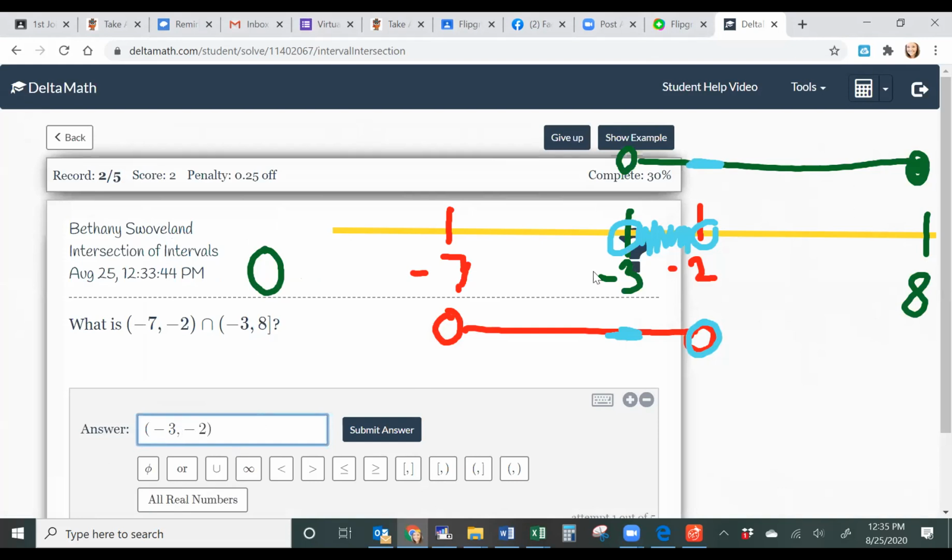Now what if they had no overlap? This button that I'm showing you, let me circle it, this is the empty set right here. Hopefully you can see that. But I'm not going to pick that, obviously. I'm going to submit this answer that I put.